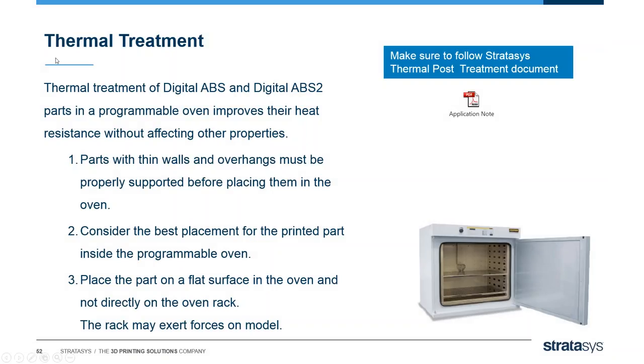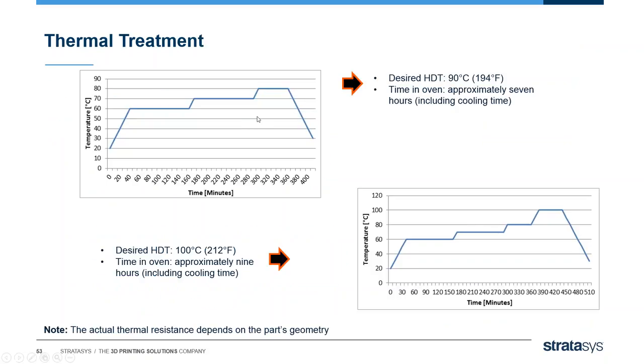As I mentioned, we have a thermal treatment post-process here. This is only necessary if you need higher temperature. If you don't need temperatures above 70 degrees, a thermal treatment is not necessary. But if you need temperatures above 70 up to 95 degrees, you can put digital ABS and ABS2 parts in a programmable oven with a very defined curve and run a temper process over one night. This is a pre-aging of the internal structure and gives us the higher temperature. So this picture shows us the thermal treatment.